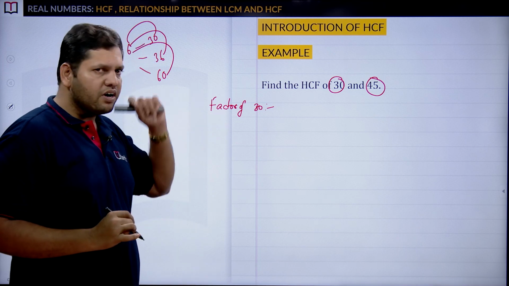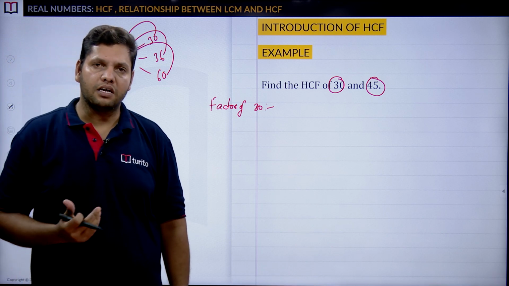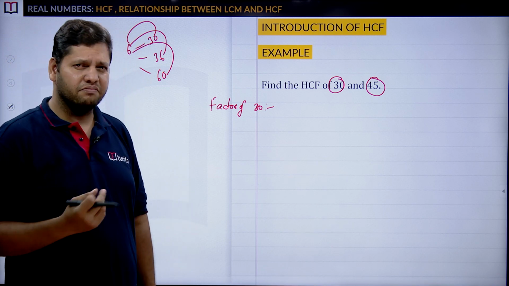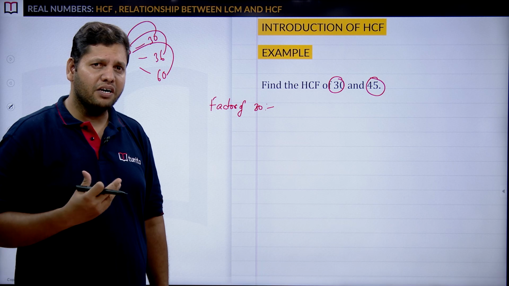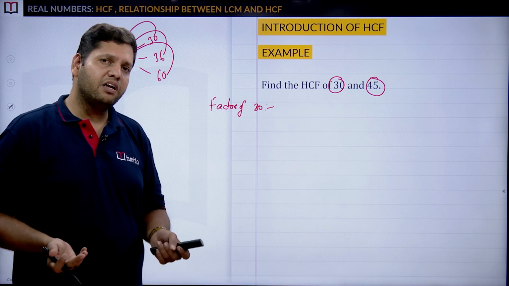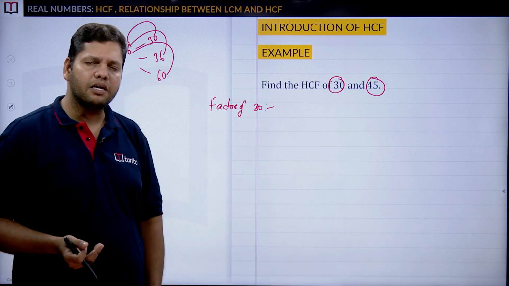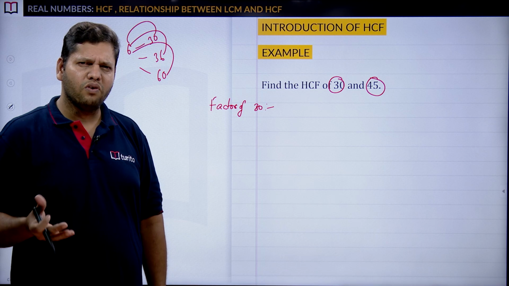Now, can you tell me, children, what are the factors of 30? So, how many factors exactly does 30 have? Is it finite or infinite? Tell me, children, how many factors you can write? You can write finite. Finite means countable. Infinite means uncountable. So, how many factors can you write for the number 30?